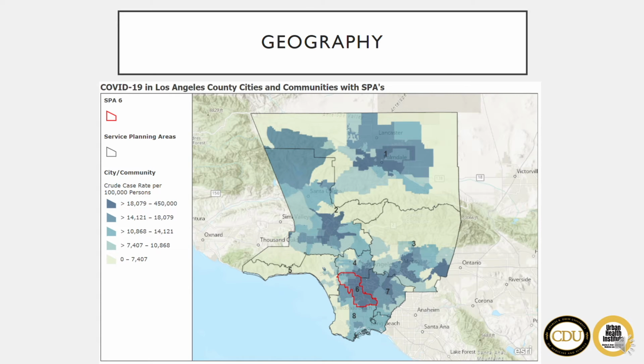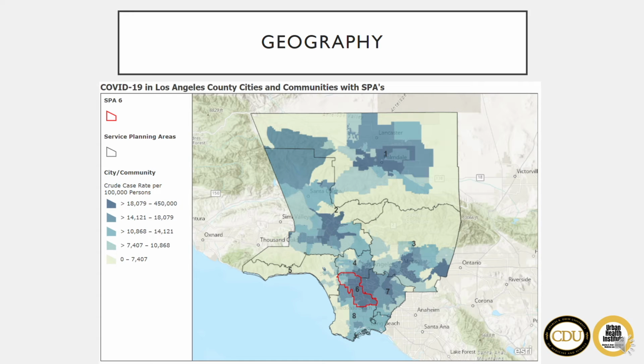They include SPA 1, Antelope Valley, SPA 2, San Fernando Valley, SPA 3, San Gabriel Valley, SPA 4, Metro, SPA 5, West, SPA 6, South, SPA 7, East, and SPA 8, South Bay.